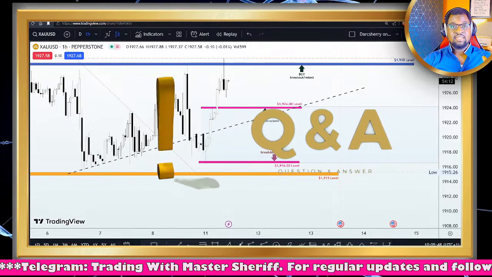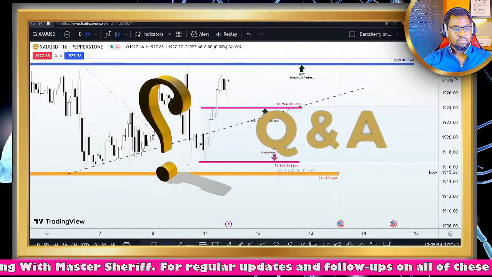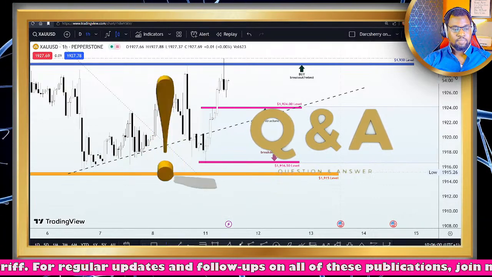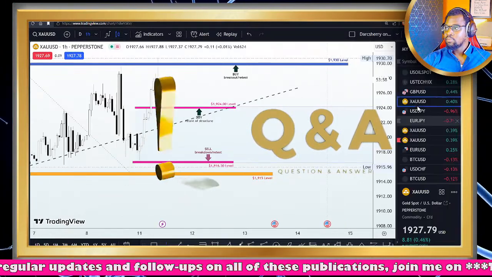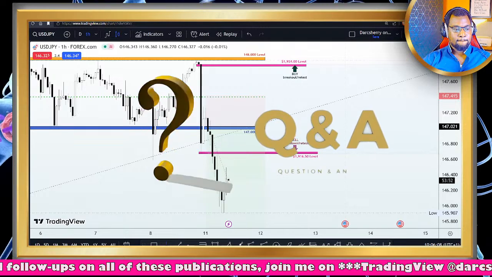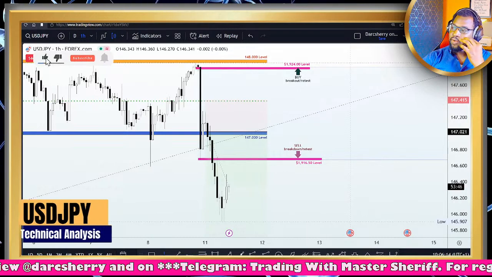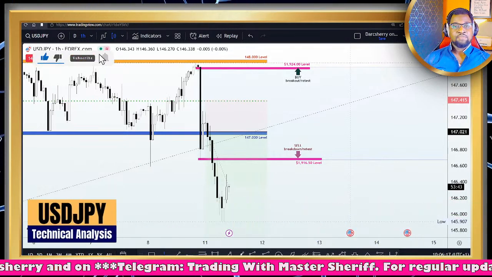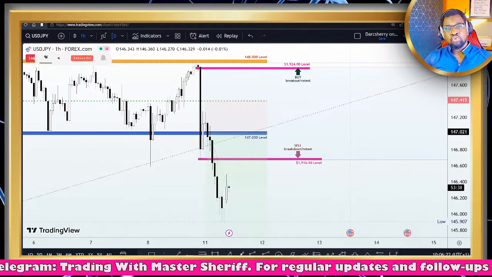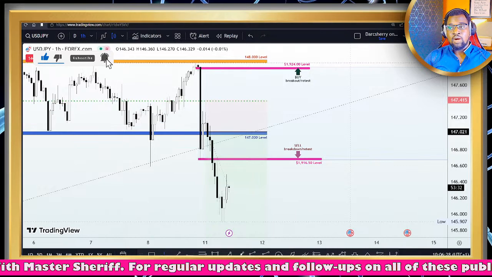So with that being said, let's dive right into the last asset on our watch list for today. The last financial asset on our watch list for today is going to be the USDJPY.